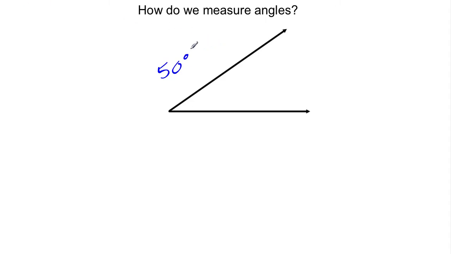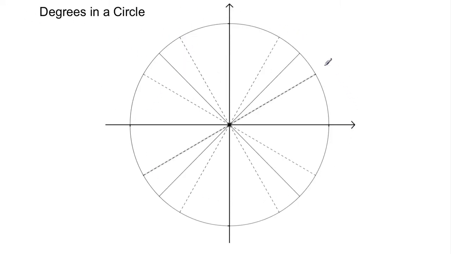Well, a degree is almost like a fraction of a circle. A full circle is 360 degrees going around. So any degree, for example, this being 90 degrees, that is 90/360ths of a circle. So it's 90 degrees.